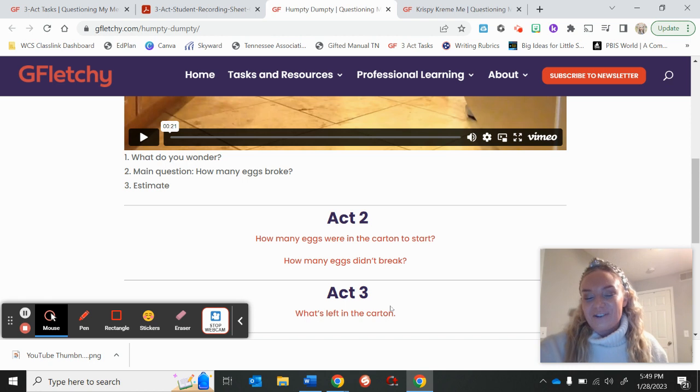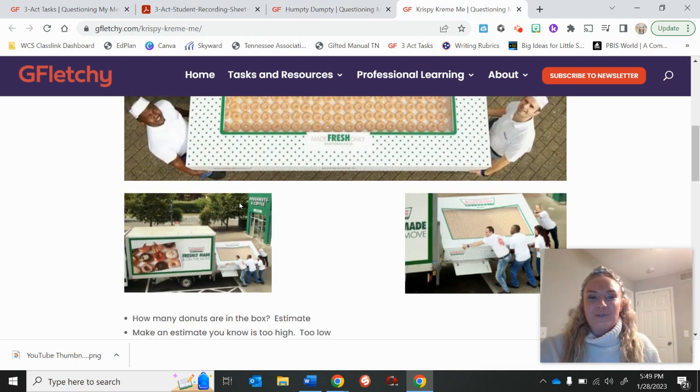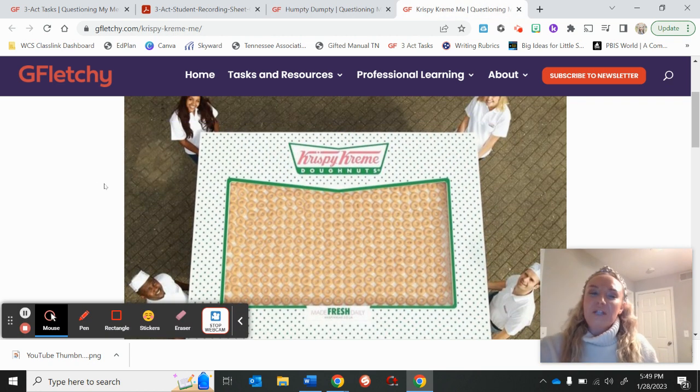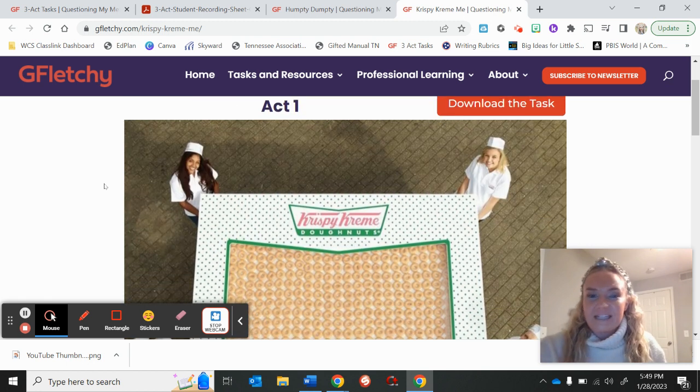And then last but not least, you can show them Act 3, which is going to reveal the correct solution. So your students will get to find out if they were correct. Now let's jump over to a fifth grade example. This one is always super popular. You could really use this. I've used it in fourth as well as fifth, depending on where your students' present levels are.